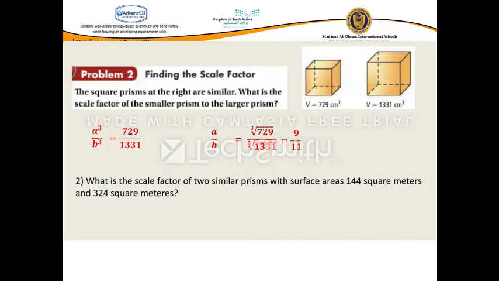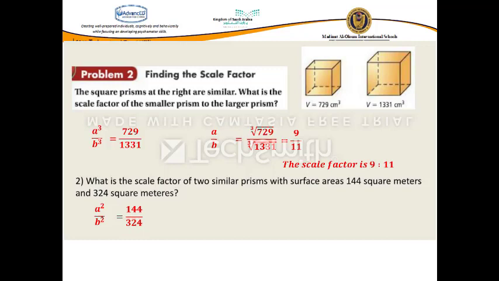What is the scale factor of two similar prisms with surface areas 144 square meters and 324 square meters? Since we have surface areas, we write the ratio of the areas, A squared to B squared, and we write 144 over 324.